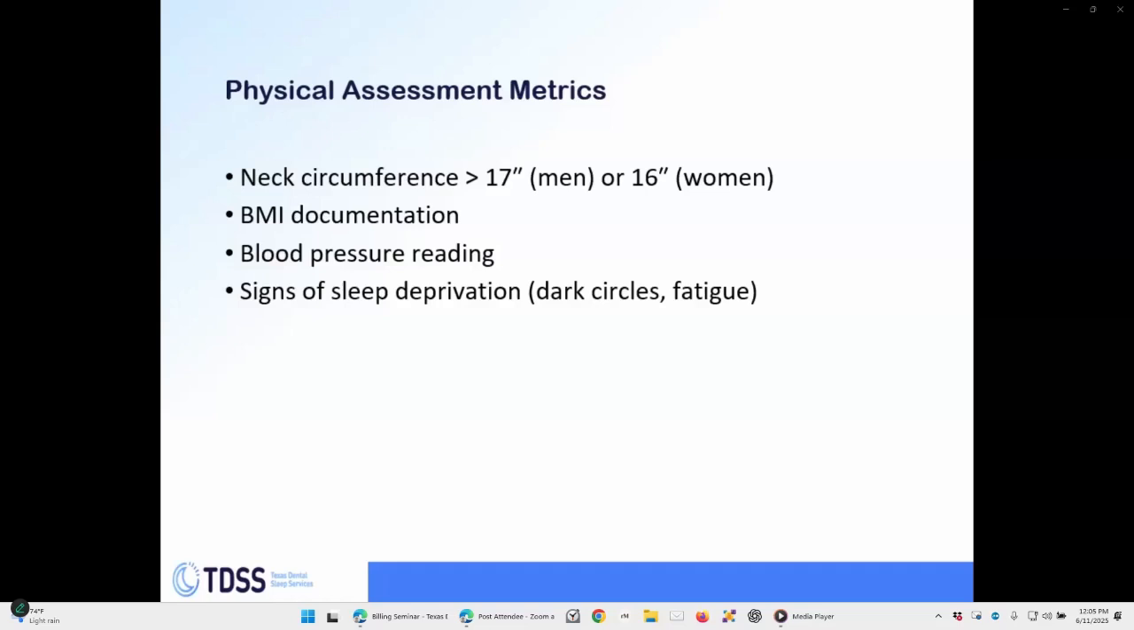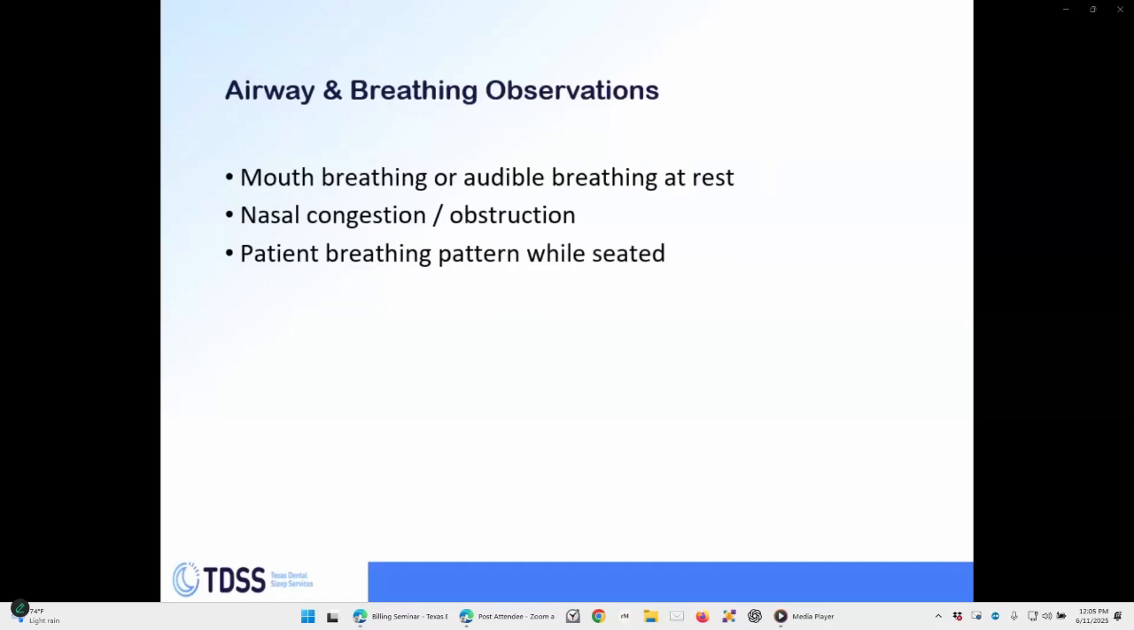And simple observation matters too. Just looking at the patient. Are there visible signs of chronic sleep deprivation, like dark circles under the eyes? Does the patient seem excessively tired or mention daytime fatigue during your chat? And what about how they're breathing, just sitting there in the chair? That seems like a really direct observation you could make.